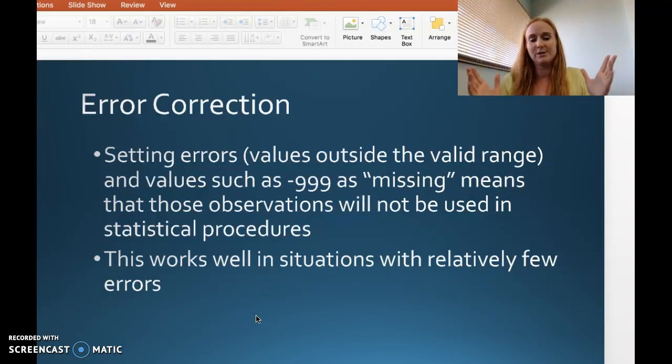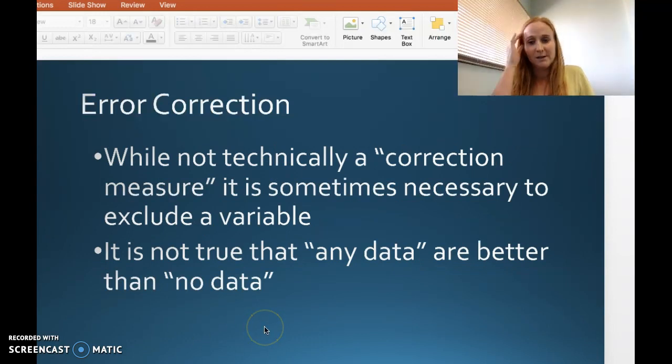That's really all it is when you set it to missing. We just call it missing data because we can't really analyze it. How would you analyze a response of "I don't know"? You can't. Okay?